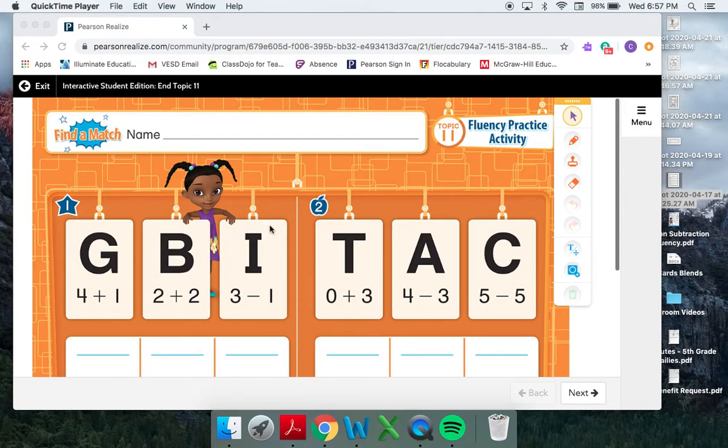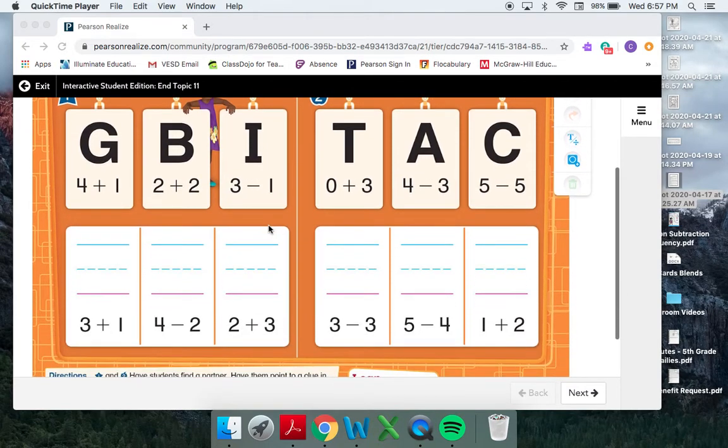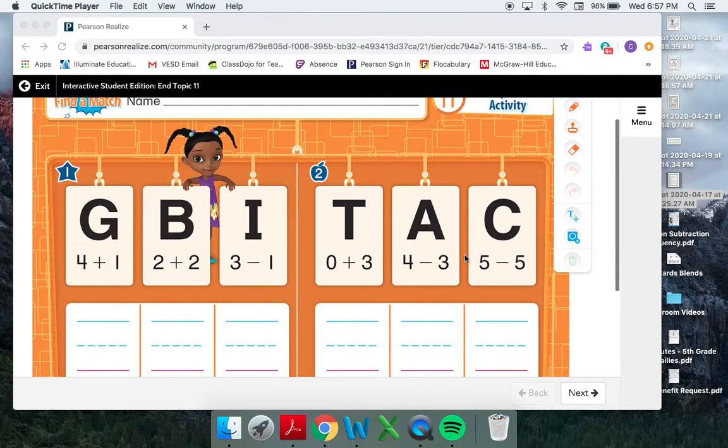I'm going to go over our review for today before we take our math assessment tomorrow for topic 11. So we did this last topic at the end of the assessment. What students need to do is solve the problems up here and then solve the problems down here, and they're going to look for matching problems.